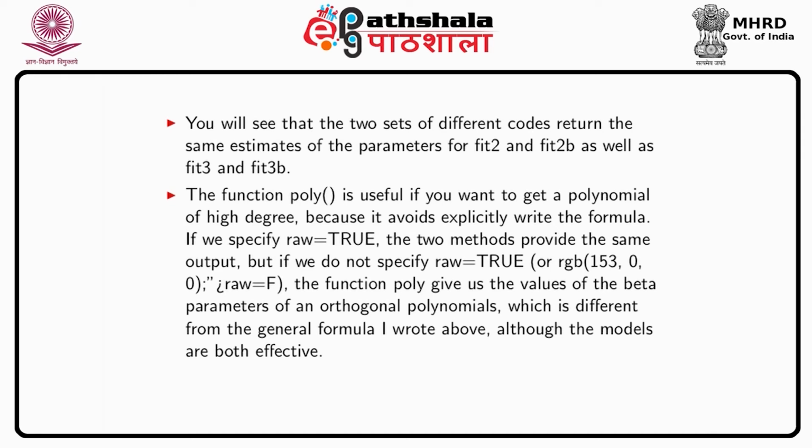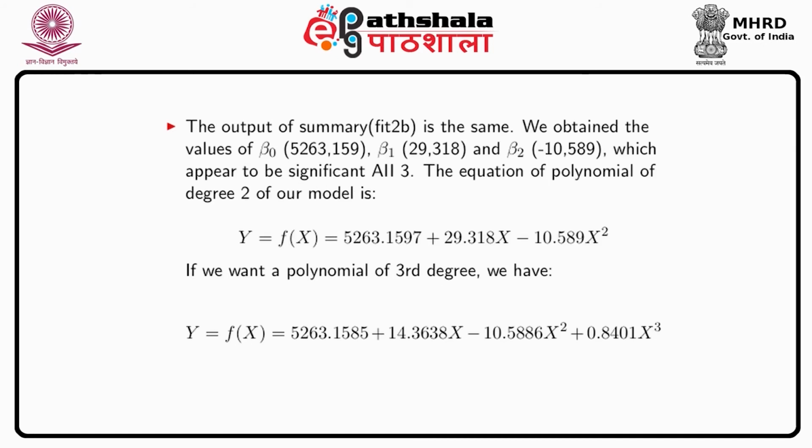The two methods provide the same output, but if we do not specify raw equals true, the function poly gives the values of the beta parameters of an orthogonal polynomial. As I've mentioned before, there are two ways of fitting it. In case we specifically want the raw polynomial fit, then we need to mention that raw equals true. Now the output of summary fit 2b is the same.